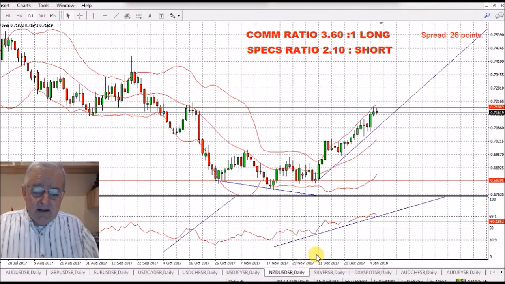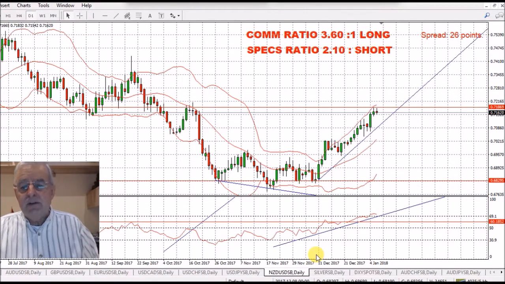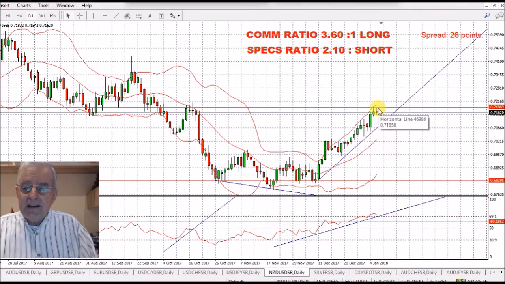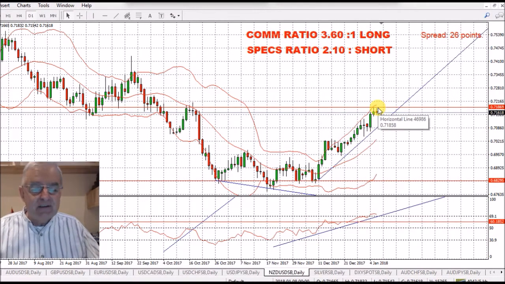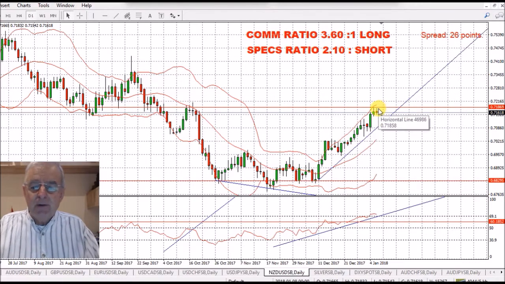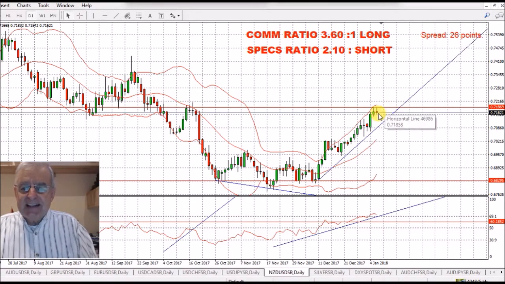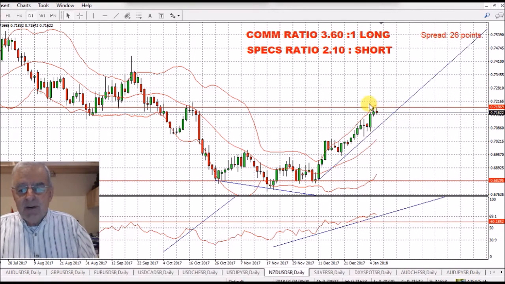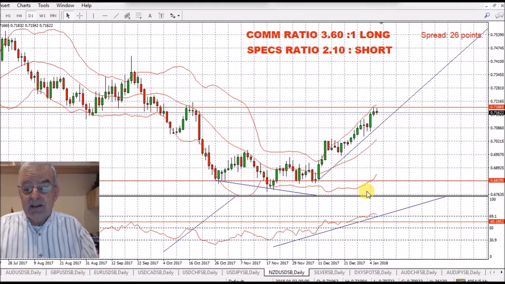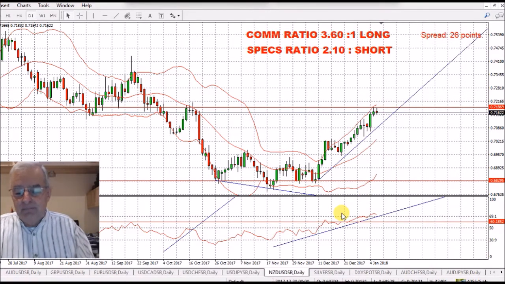New Zealand dollar, US dollar. We did actually make it up to my target, which was the 0.71869. That was the target I put on. We've actually made it up there, and it is starting to sort of fail, but that is actually a little bit of resistance there. So how we get through that, or we don't get through it, will be quite interesting.